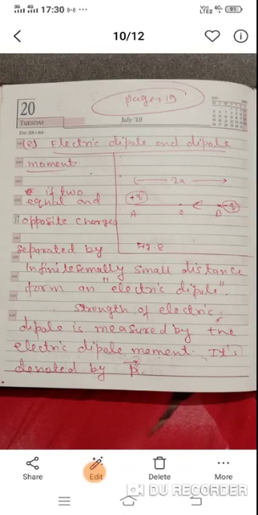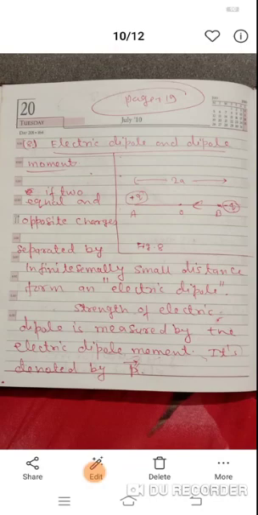In the previous heading I told you about the various aspects of electric charges, electric fields, electric forces and electric field lines. In this heading I am going to tell you about the new concept of electric dipole and dipole moment. Before starting, I am going to tell you why we study this heading.